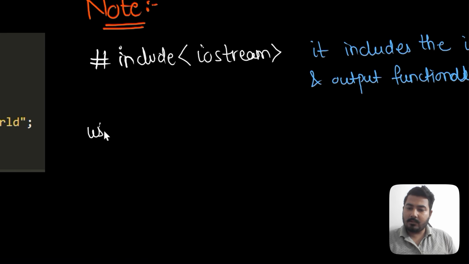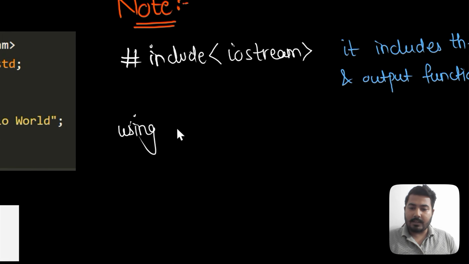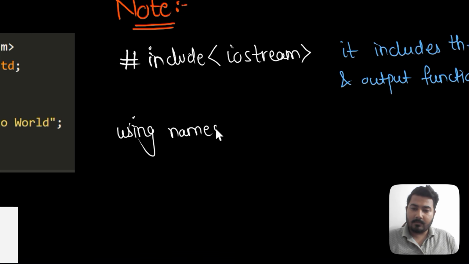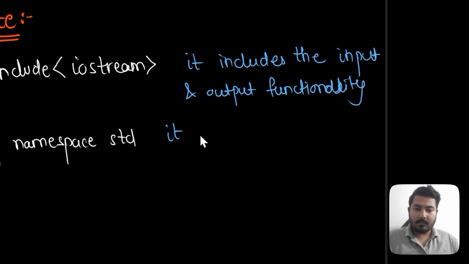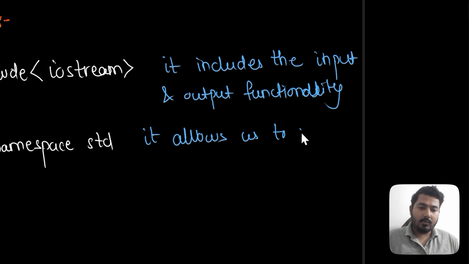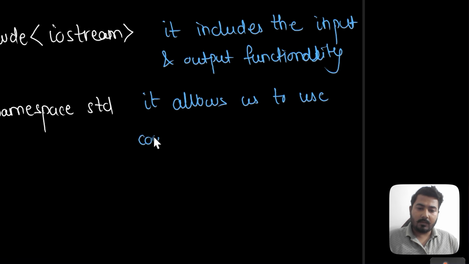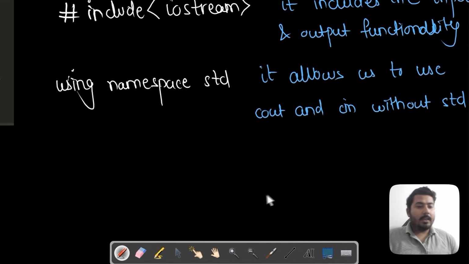Next thing we have is using namespace std. It allows us to use cout and cin without std colon colon.